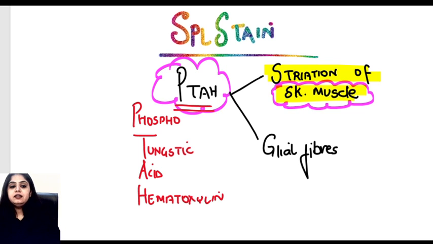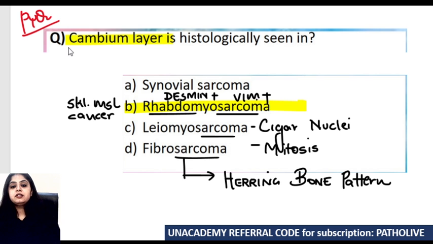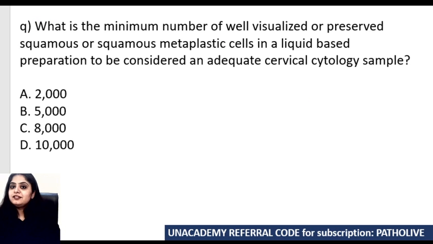Well, coming back, I think we've done an extensive revision, but the question was quite simple. Cambium layer is something that you see in rhabdomyosarcoma. Coming to the next question: what is the minimum number of well visualized or preserved squamous or squamous metaplastic cells in a liquid based preparation to be considered as an adequate cervical cytology sample? They've asked you the adequacy criteria of a pap smear when done on liquid based preparation.